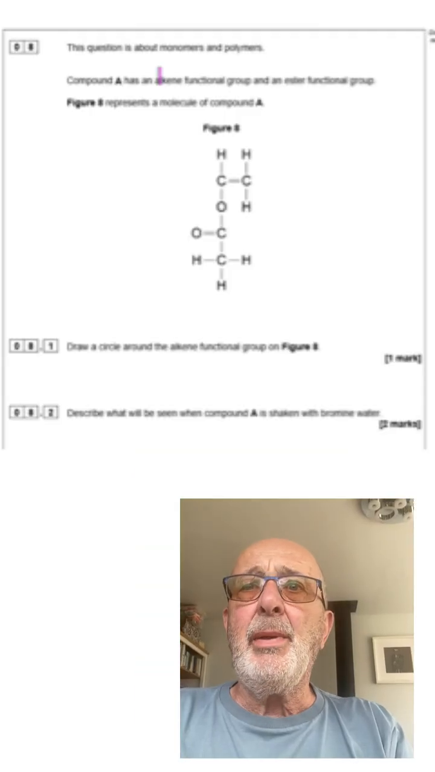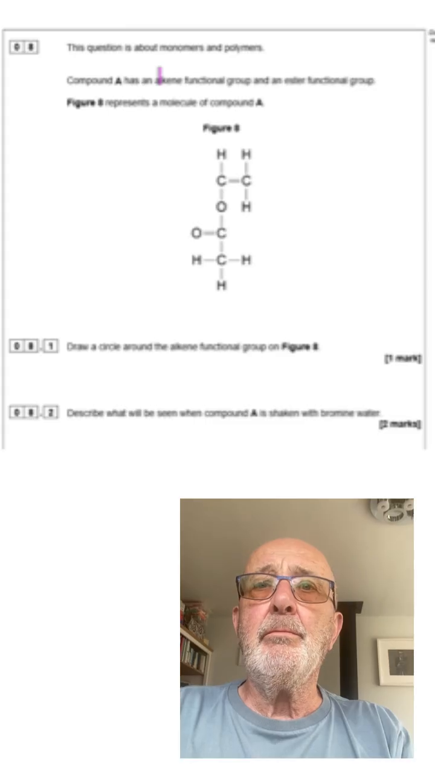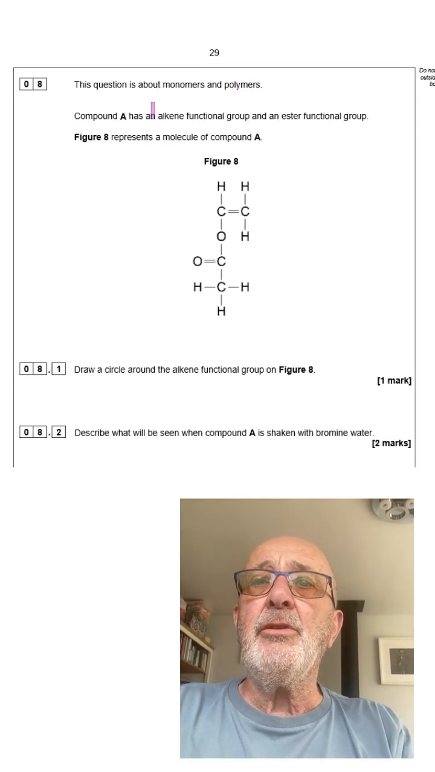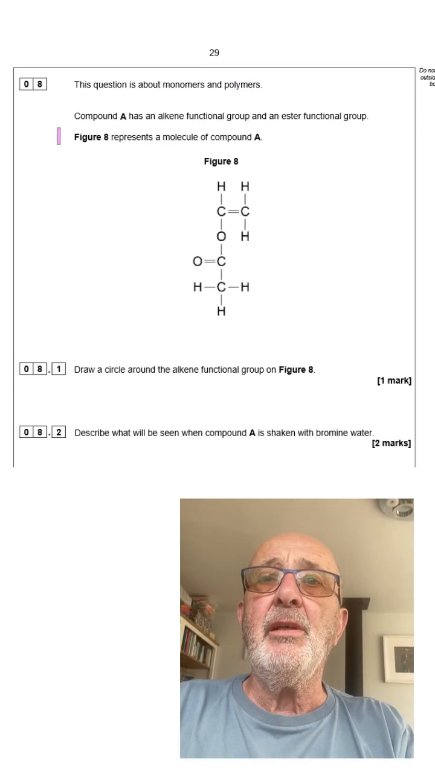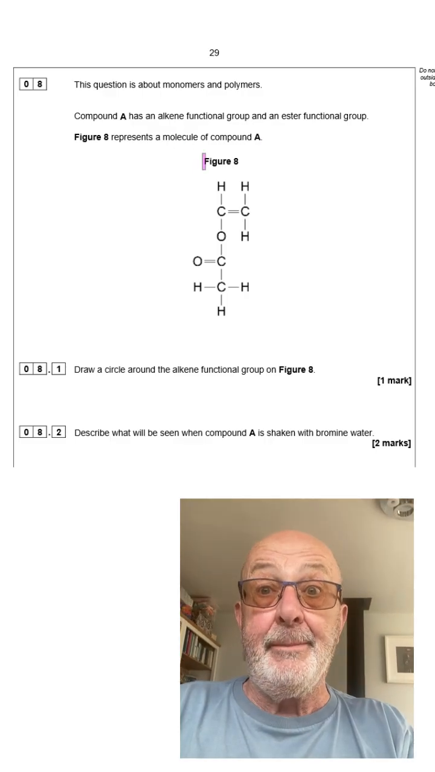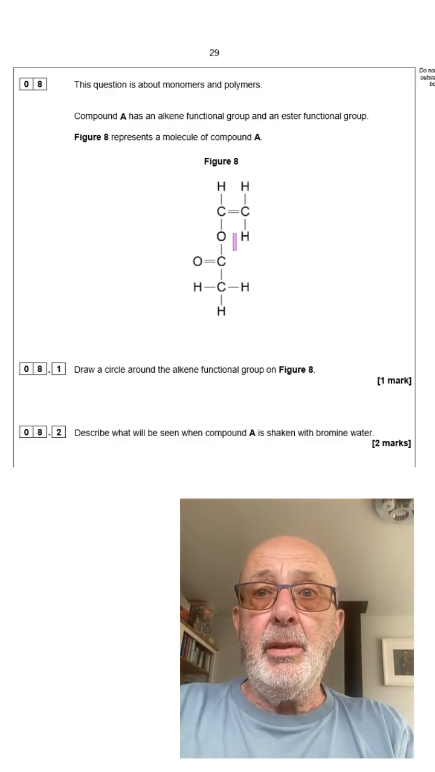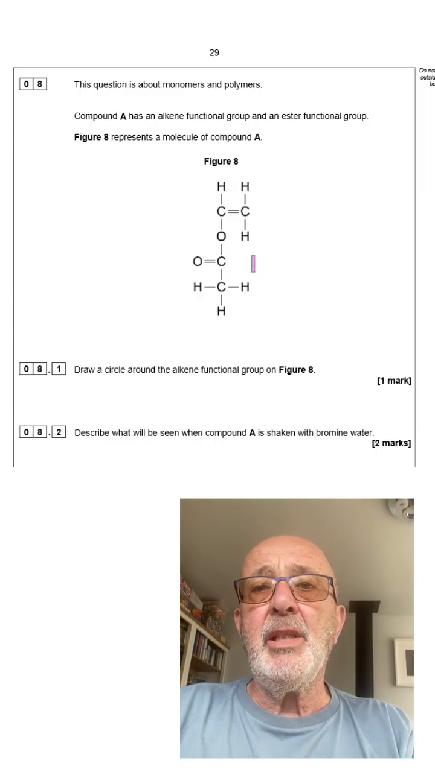This question is about monomers and polymers. Compound A has an alkene functional group and an ester functional group. Figure 8 represents a molecule of compound A. So here you've got your two bits of the molecule there. We'll look at them in a minute.